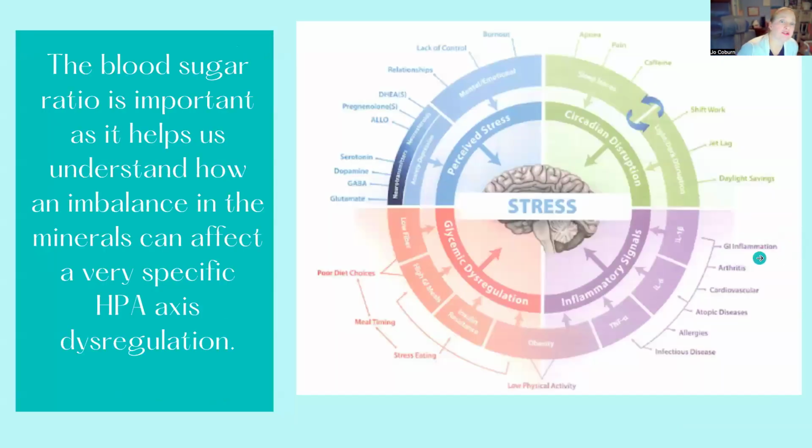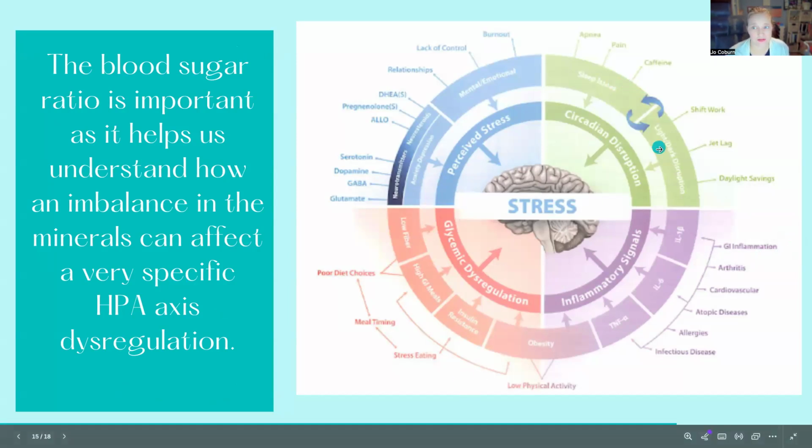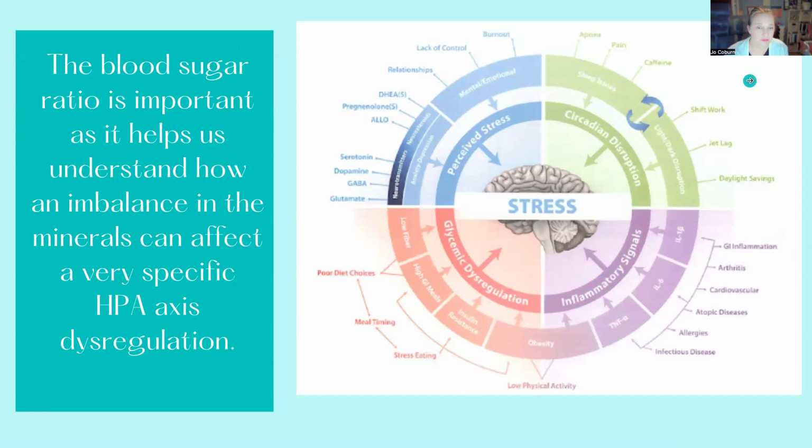So the blood sugar ratio is super important as it helps us understand how an imbalance in the minerals can affect very specific HPA axis dysregulation. So I don't know if you guys have seen this brain graph before. Tracy recommended a book. Oh, let me see if I have it. I do. This is from Thomas Williams.